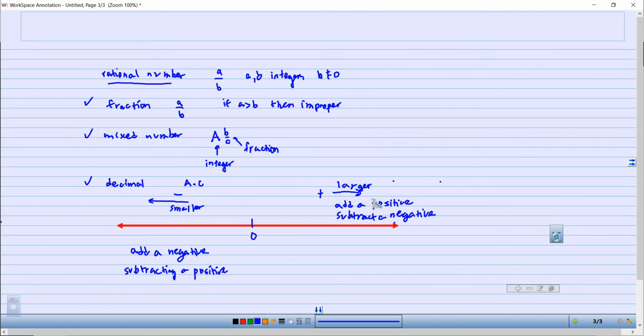If you want to make a value larger, you can add a positive or you can subtract a negative. And if you want to make a value get smaller, you can add a negative or you can subtract a positive. So this is just a basic introduction to adding and subtracting rational numbers. In our next video, we're going to look at some examples of each of those.